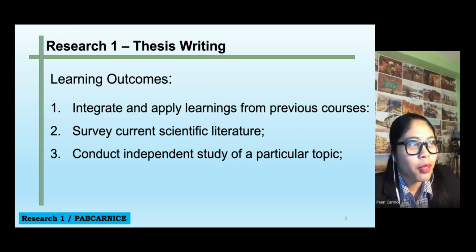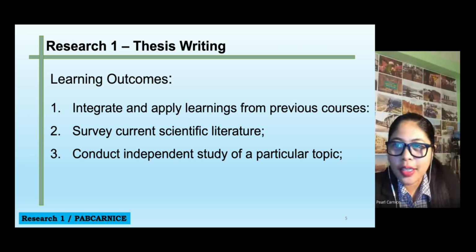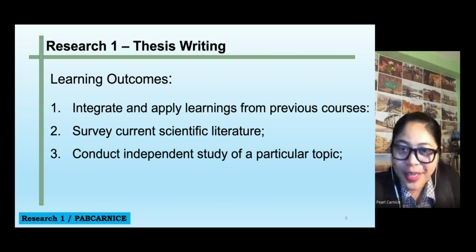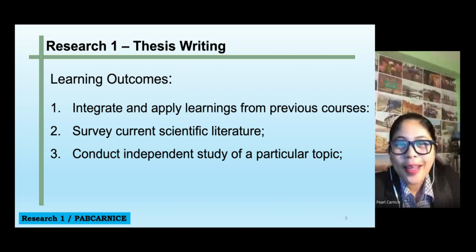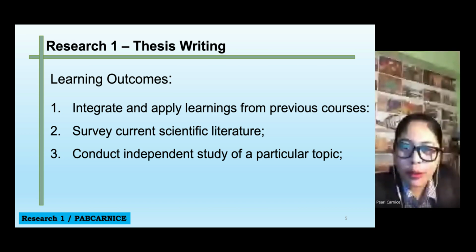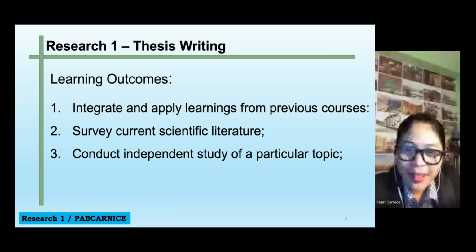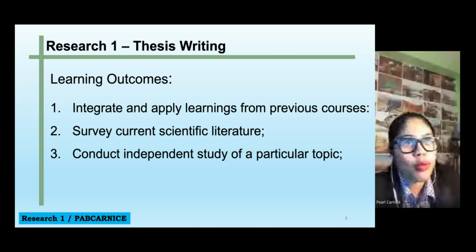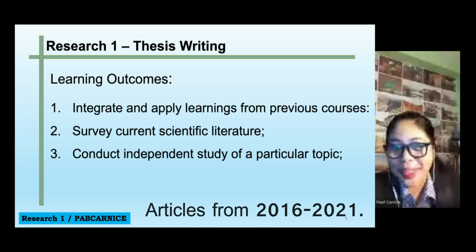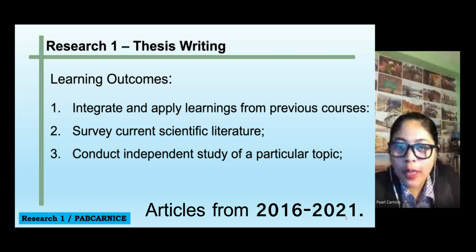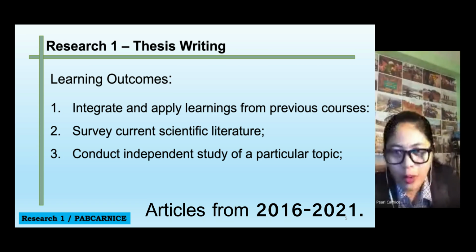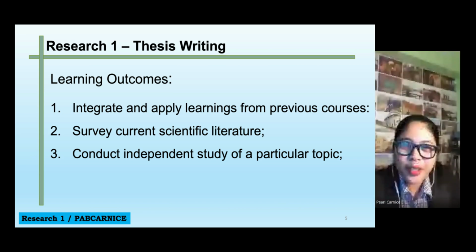Next learning outcome is to survey current scientific literature, which is with your resource econ. I ask everyone that your scientific literature or scientific article should be 10 years back and not 20 years back. So since 2021, that's still okay, but the most appropriate one should be 2021. So now to the next learning outcome.